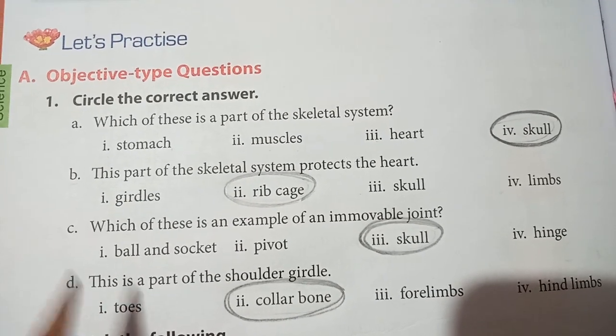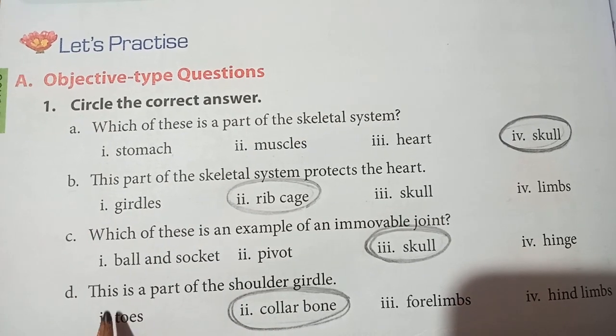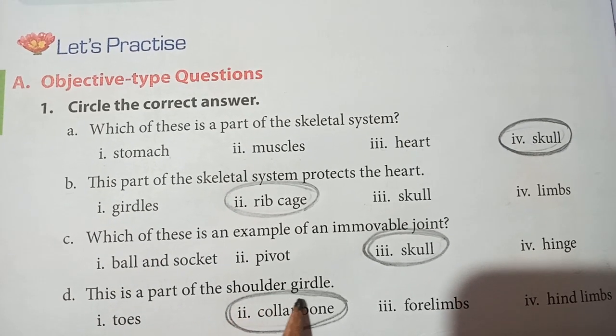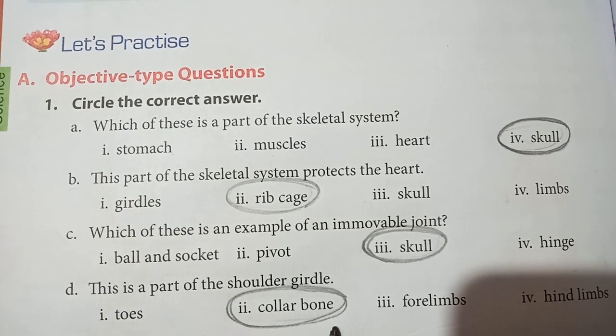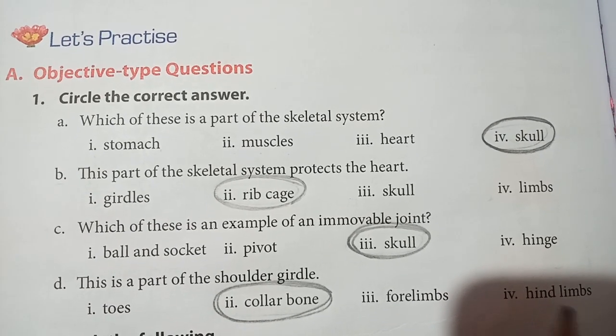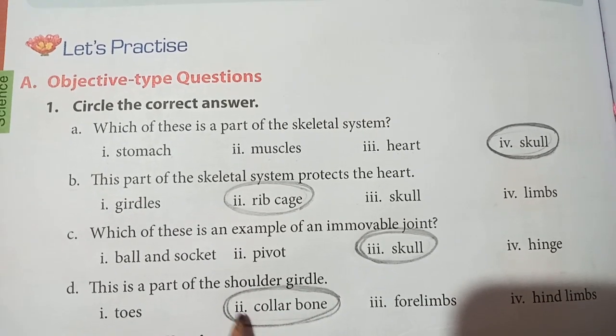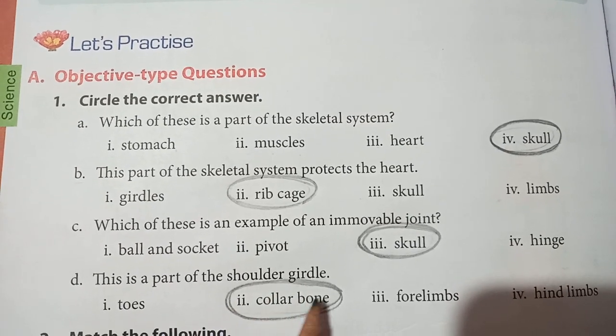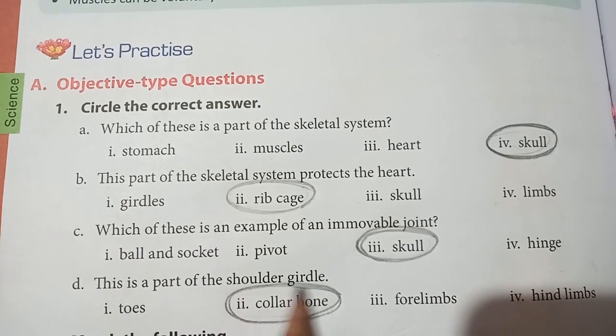Now the last part of this first question is: this is a part of the shoulder girdle. Toes, collarbone, forelimbs or hind limbs. So the answer is collarbone. Collarbone is the part of the shoulder girdle.